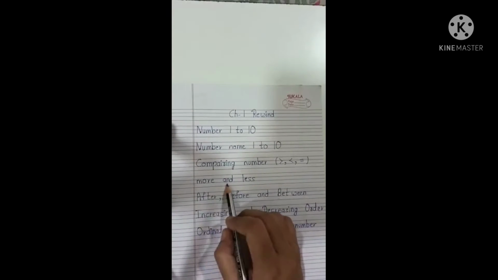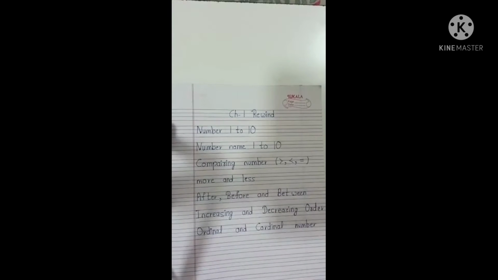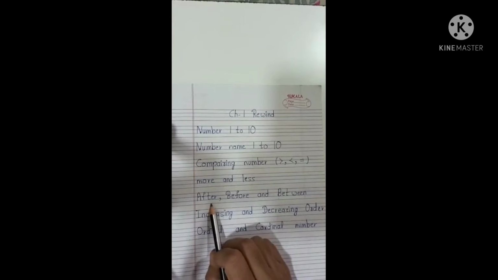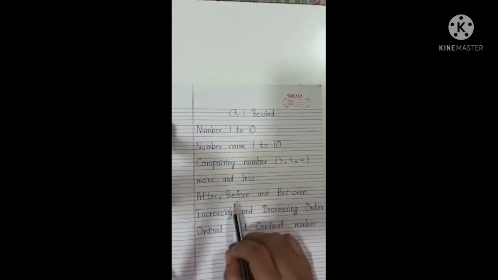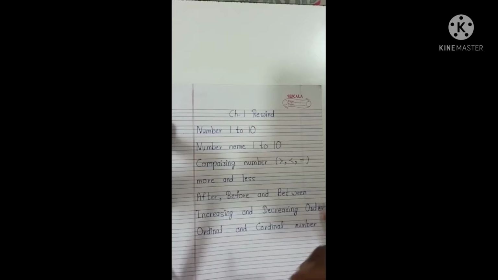The next concept is more and less, which is based on quantity. When the quantity of the object is big, we use more, and when the quantity of the object is small, we use less. The next concept is after, before, and between. If we want the after number, we have to go in the forward direction, and if we want the before number, we have to go in the backward direction.